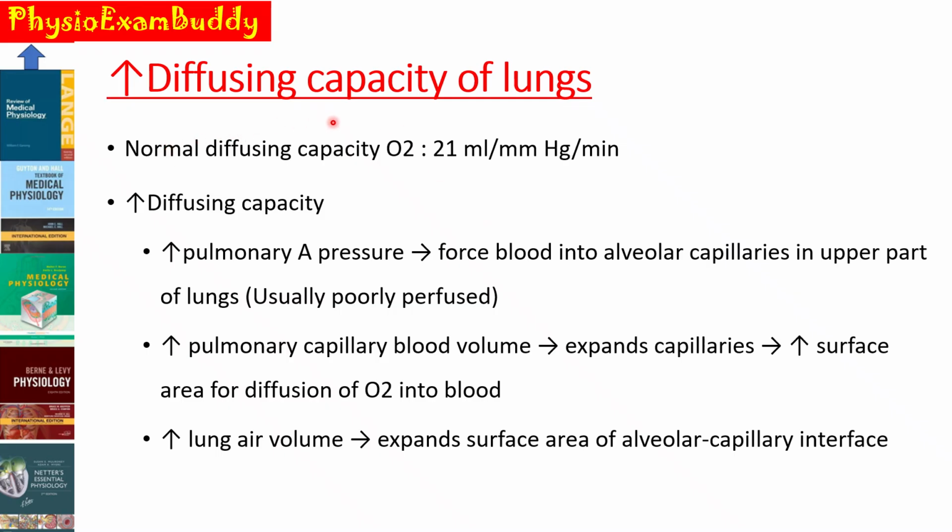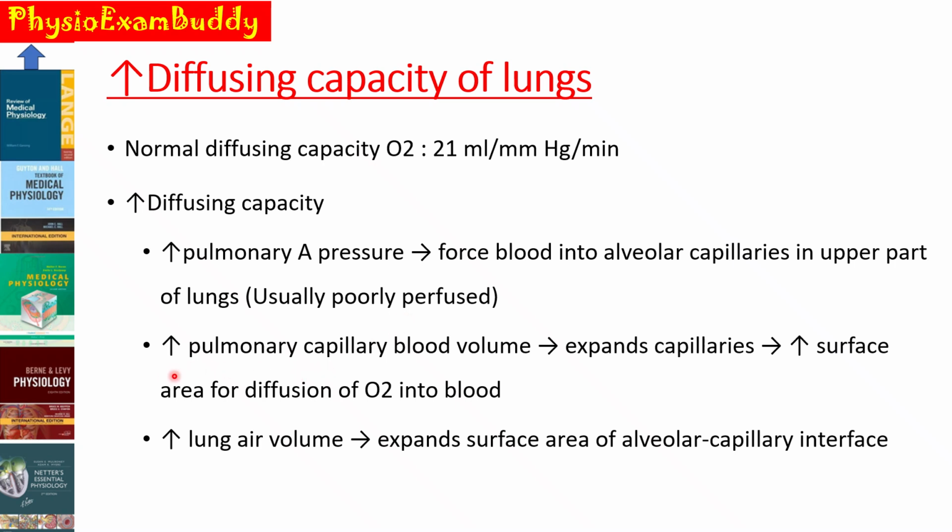Next is about the increase in the diffusing capacity of the lungs after acclimatization. You know, the normal diffusing capacity for oxygen through the pulmonary membrane is about 21 ml per millimeter of mercury per minute, and this diffusing capacity can increase at the high altitude. This increase results from the increase in the pulmonary arterial blood pressure, which will force the blood into a greater number of alveolar capillaries than normal, especially in the upper parts of the lungs, which are poorly perfused under usual conditions.